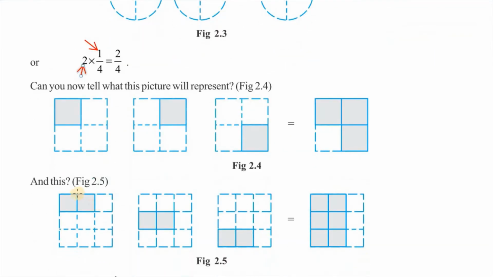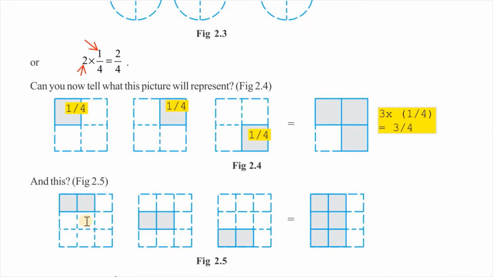Similarly, let us consider another example. Here we have again 1 by 4. So this represents 1 by 4. Similarly, this also represents 1 by 4, and so does this. Now if you put them all together, what is the total fraction of the shaded part here? It is nothing but 3 into 1 by 4. So this is equal to 3 by 4. As we just learned, you just have to multiply the numerator.